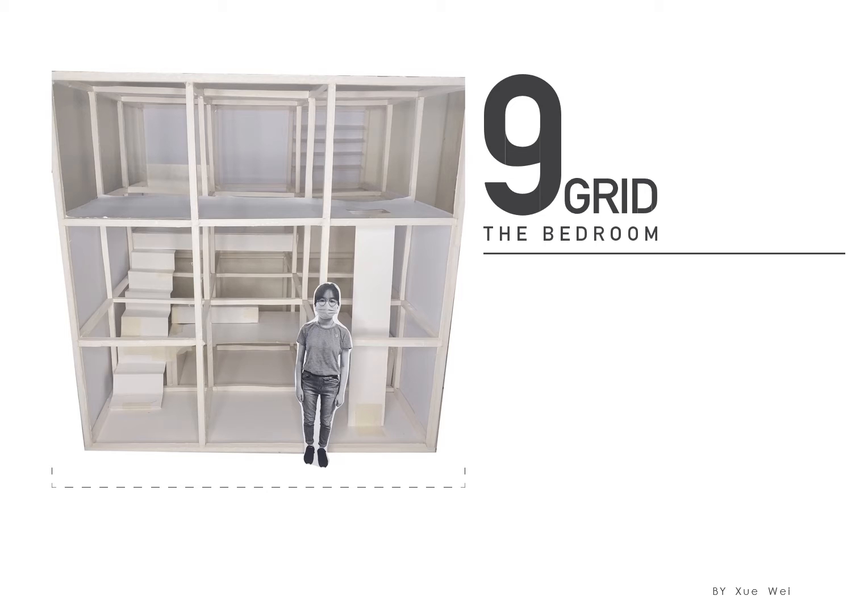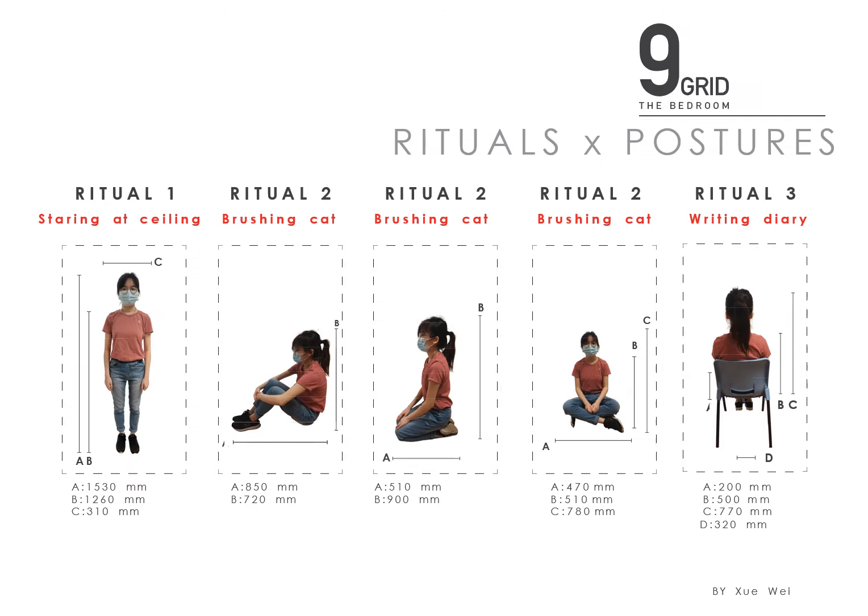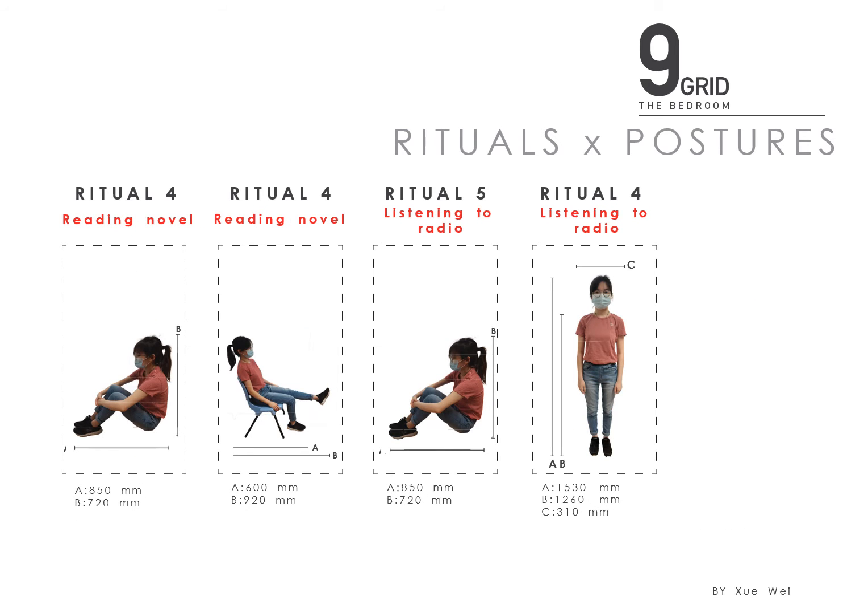So how am I going to show that? Well, without further ado, let us begin. The next slide shows the rituals and the postures when the user is doing a certain ritual. Ritual 1 is staring at the ceiling, 2 is brushing the cats, 3 is writing diary, 4th is reading novel, and 5th is listening to radio.